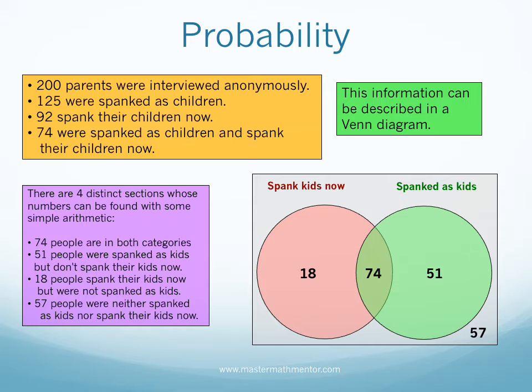This 51 represents the parents who were spanked as kids, but do not spank their kids now. Since there were 92 parents who spank their kids now, and we have already accounted for 74 of them, there are 92 minus 74, or 18 parents in the spanked kids now circle. This 18 represents the parents who spank their kids now, but were not spanked as kids. Finally, since there were 200 parents in the study, and we have accounted for 18 plus 74 plus 51 equals 143 of them, there are 57 parents outside both circles. These represent parents who were neither spanked as kids nor spank their kids now.